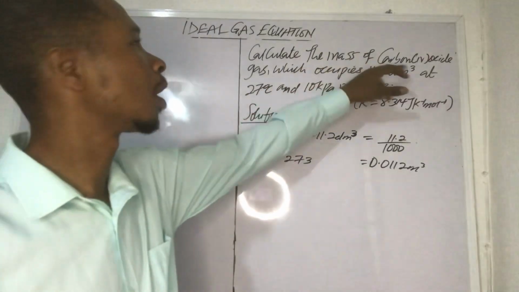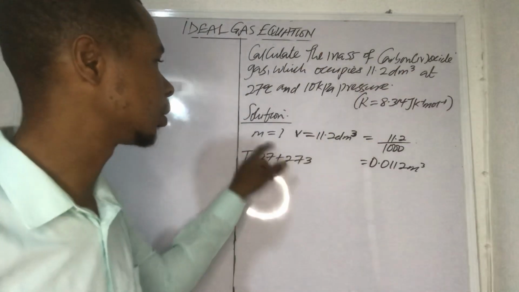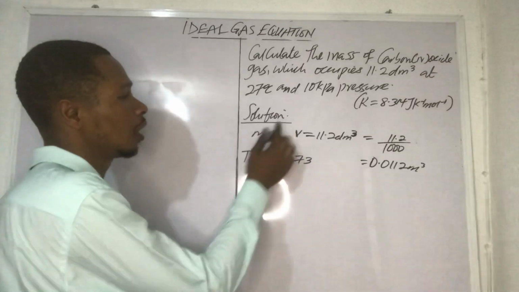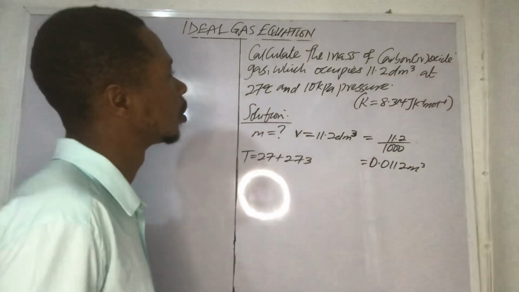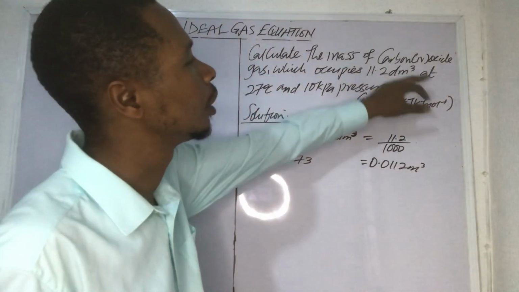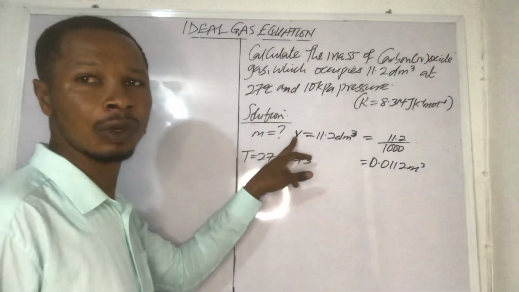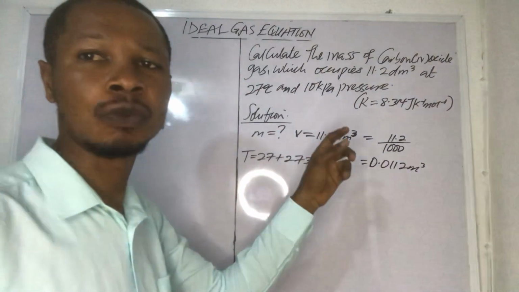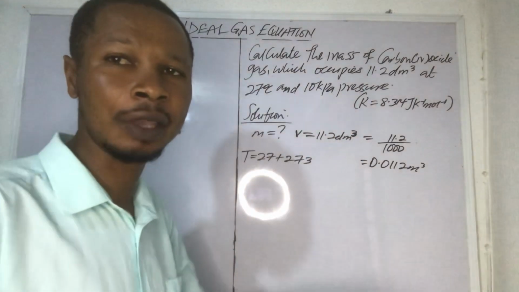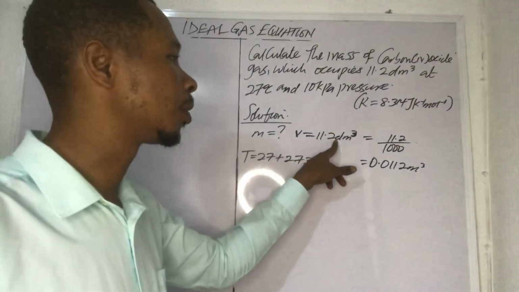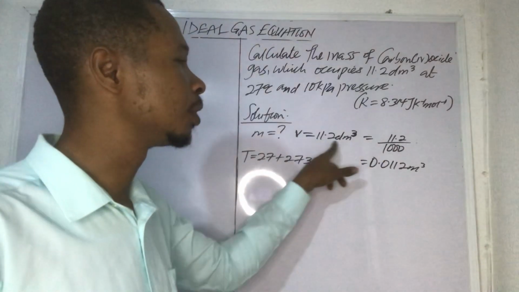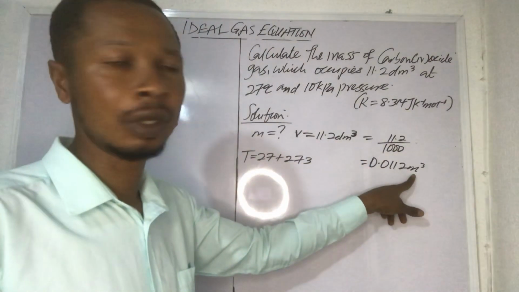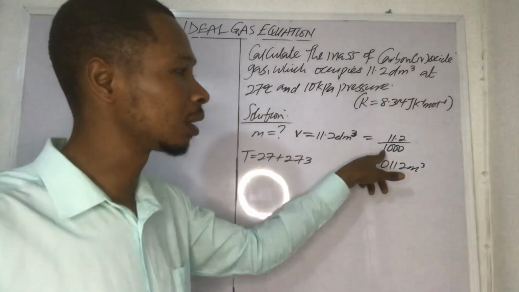Calculate the mass of carbon dioxide gas. Mass is the question, so we need mass. M is the question. It occupies 11.2 dm cube. In the ideal gas equation, volume must always be in meter cube. So 11.2 dm cube divided by 1000 will give me this volume in meter cube. That's why I divided this volume by 1000.